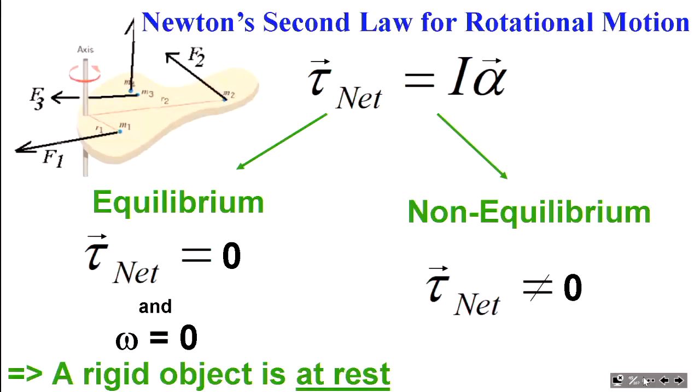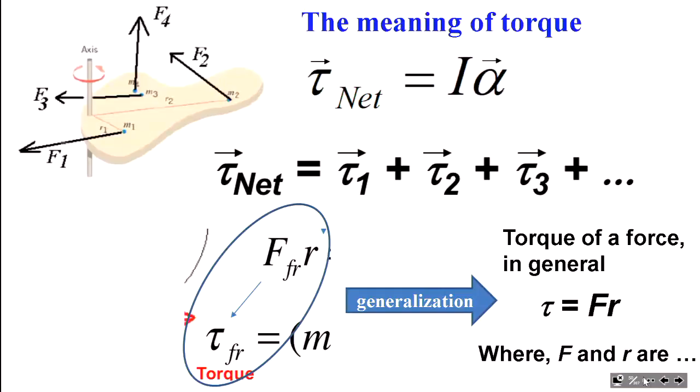Now, of course, we have only two options to discuss. Number one, equilibrium. Number two, not equilibrium. When this variable, net torque, equals zero and an object is at rest, even if something is acting on it, we call it equilibrium. And that's going to be our immediate goal. Now we need to talk about how to calculate that individual torque exerted, generated by an individual force.